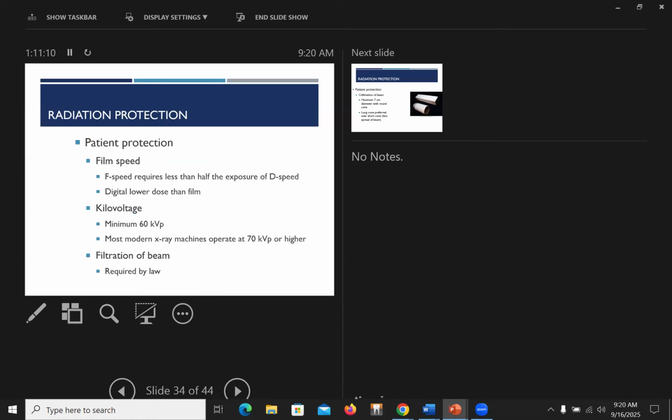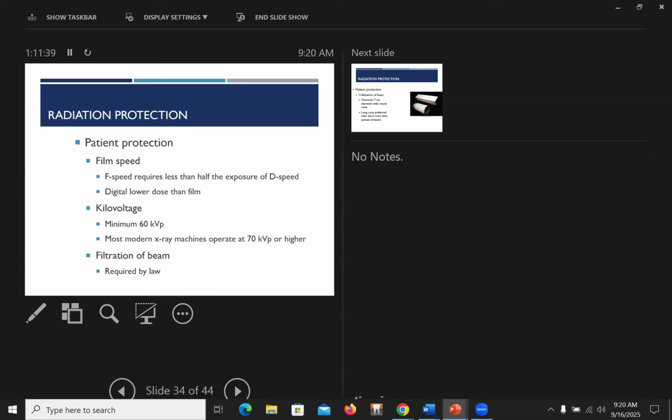Okay, so radiation protection. Other things that we think about that help protect ultimately the patient from excessive radiation is film speed. I don't know that you're going to be asked that. That's a question based on traditional films. I tried to take out all my questions based on traditional films. I'm not 100% positive that I took all the questions out of all the exams.